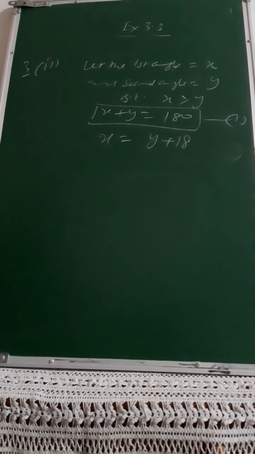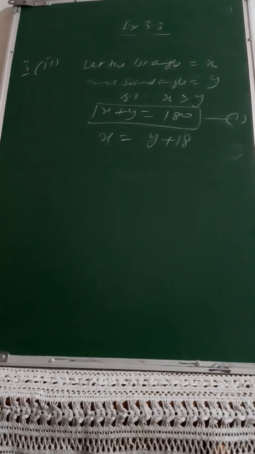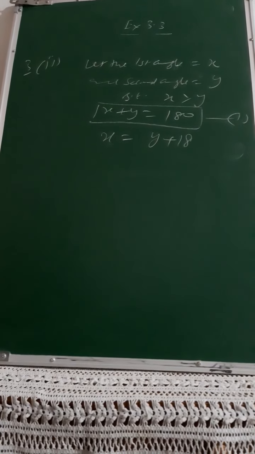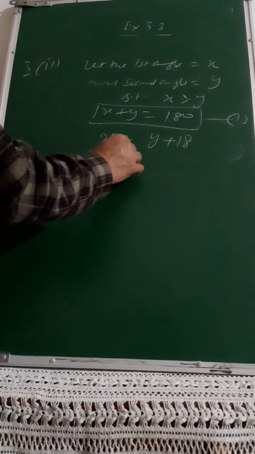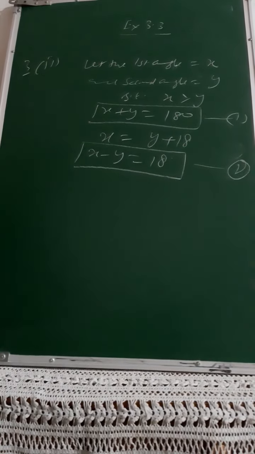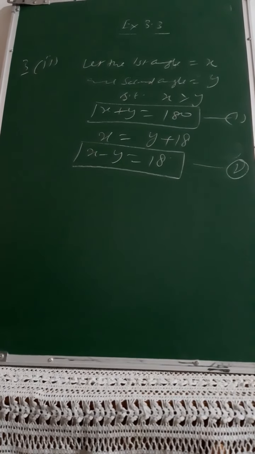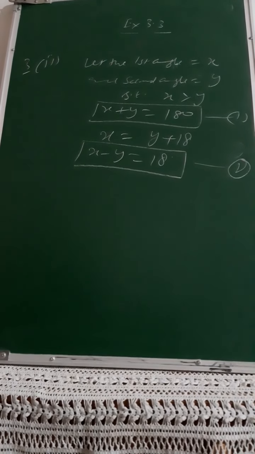Exceed means 18 degrees more than that of y. So the equation will be x minus y is equal to 18. So this will be your second equation. First is x plus y is equal to 180 and second is x minus y is equal to 18. Again you can solve these equations to get the values of x and y.